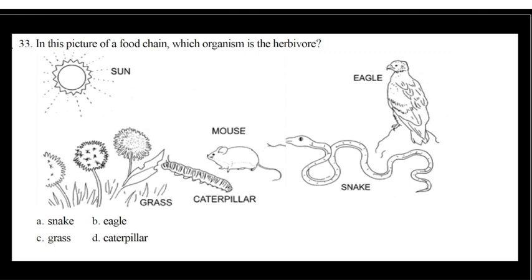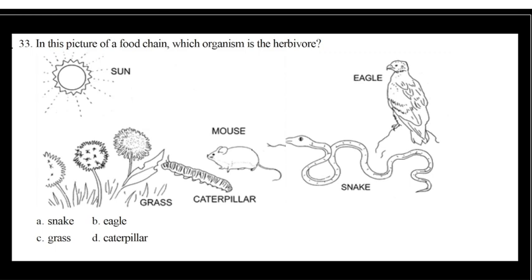We look at this food chain, and this food chain does not have any arrows. But if you need to, you can draw arrows to help you see how energy goes from the sun to the grass, from the grass to the caterpillar to the mouse to the snake, and the snake to the eagle. What organism gets its energy from eating only grass? The correct answer is D, caterpillar.